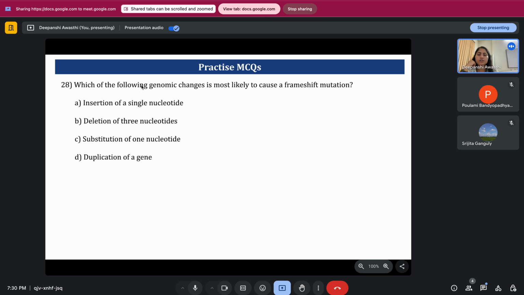Okay, question number 28. Which of the following genomic changes is most likely to cause a frame shift mutation? Option A, insertion of a single nucleotide. Option B, deletion of three nucleotides. Option C, substitution of one nucleotide. And option D, duplication of a gene.